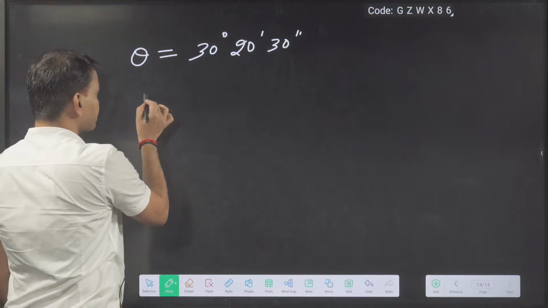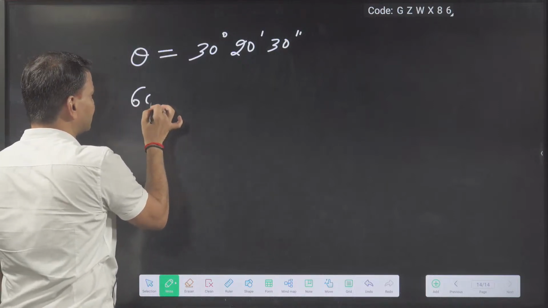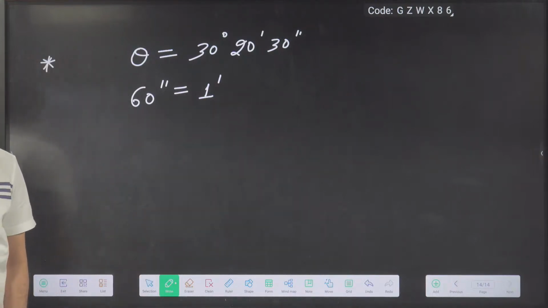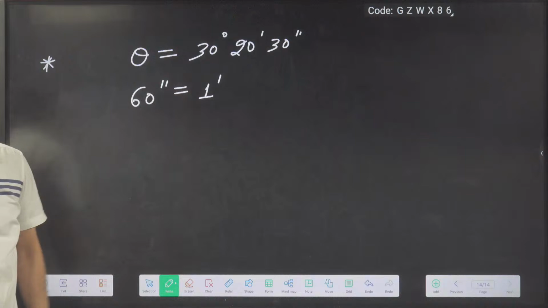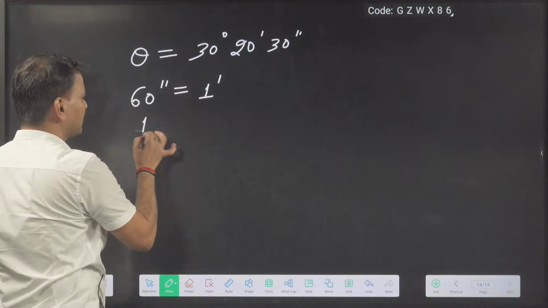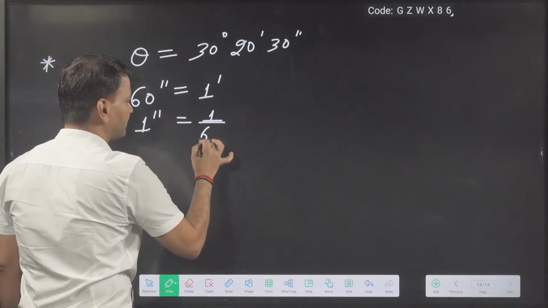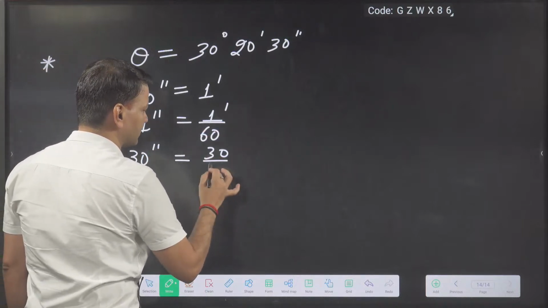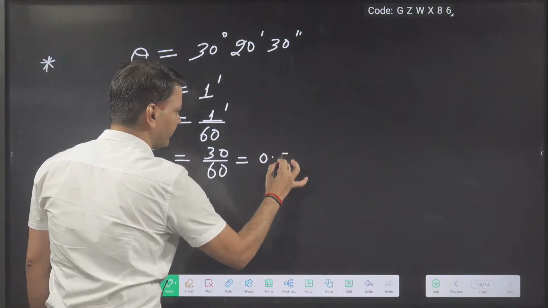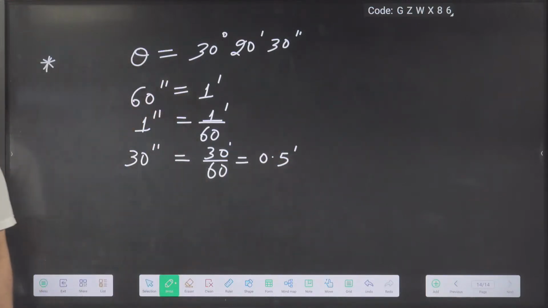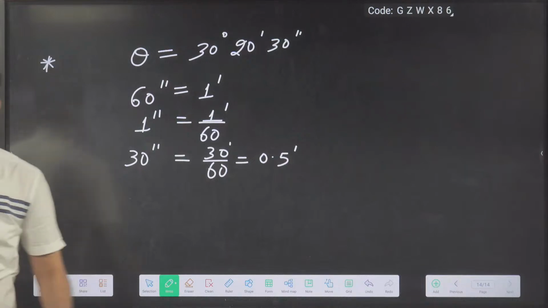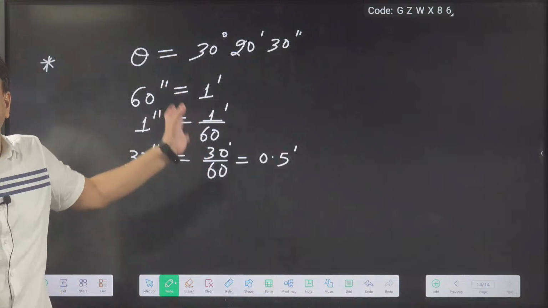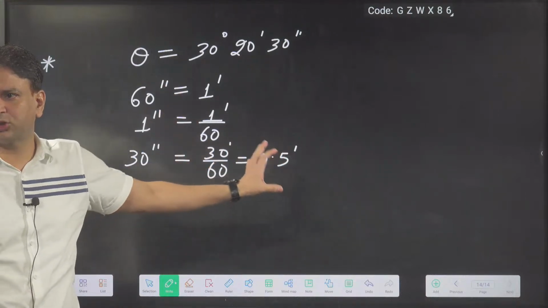So how we will do? First, second we will convert. So we know that 60 second is equal to 1 minute. Everybody know or not? 60 second is equal to 1 minute. Then 1 second is equal to 1 by 60 minute. Then how much second I have? 30 seconds. So 30 second what I can write? 30 by 60, that is equal to 0.5 minute. So 30 second we got 0.5 minute. Directly everybody know 30 second is equal to half minute, so you can directly write, but this is a procedure if you want.